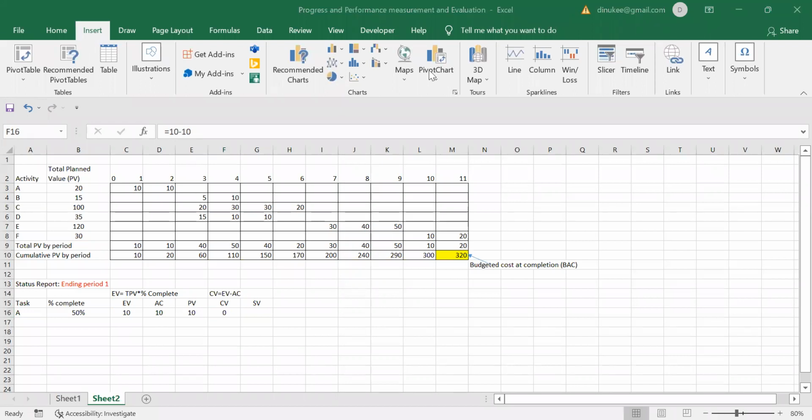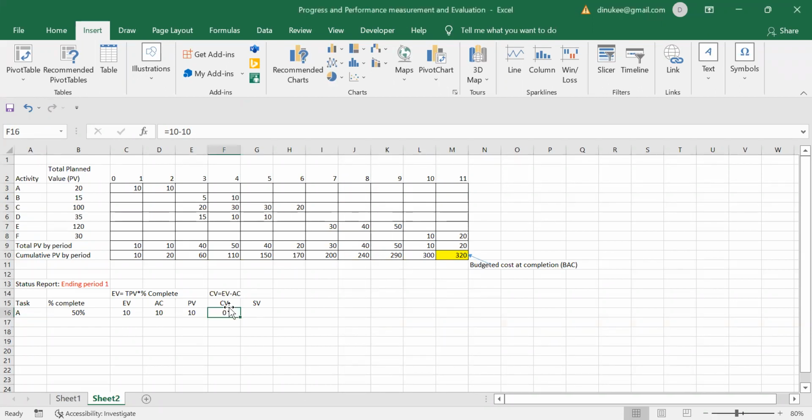Right, very good. That means there is no difference between earned value and actual cost. There is no deviation from the earned value. We did not incur higher cost, right? Or lesser cost. That is the meaning.